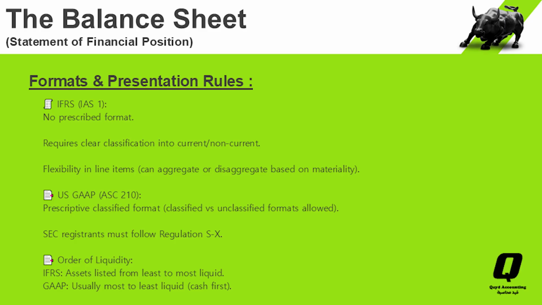SEC registrants must follow Regulation S-X. Order of liquidity: IFRS, assets listed from least to most liquid. GAAP, usually most to least liquid, cash first.